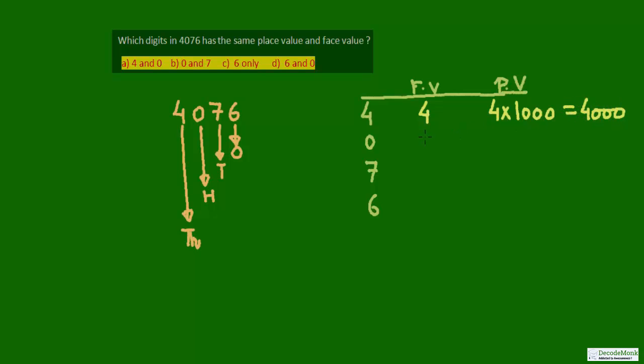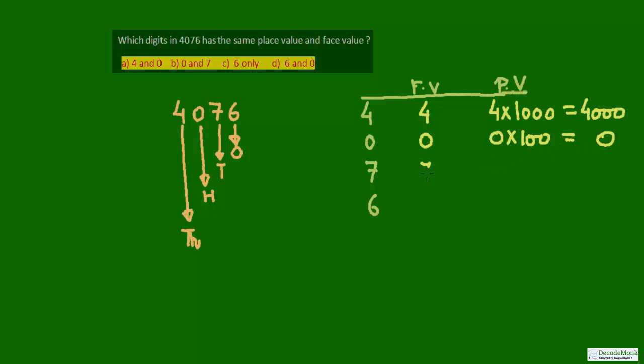The face value of 0 will be the digit itself, that is 0, and the place value will be 0 multiplied by the value of the place, which is 100. 0 into 100 is equal to 0. 0 into anything is equal to 0.